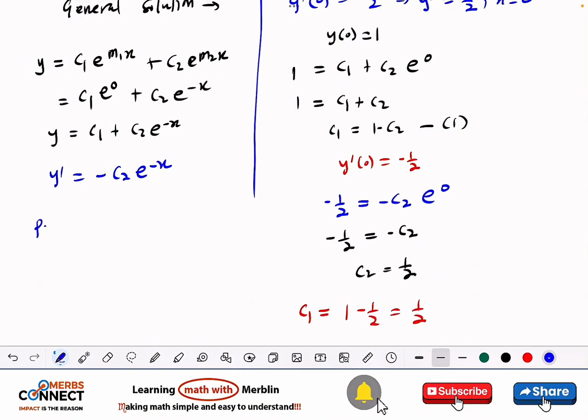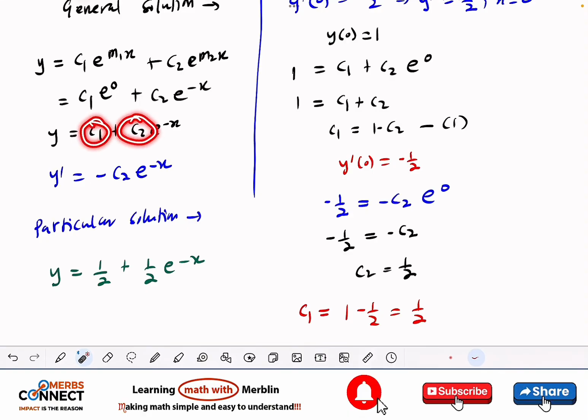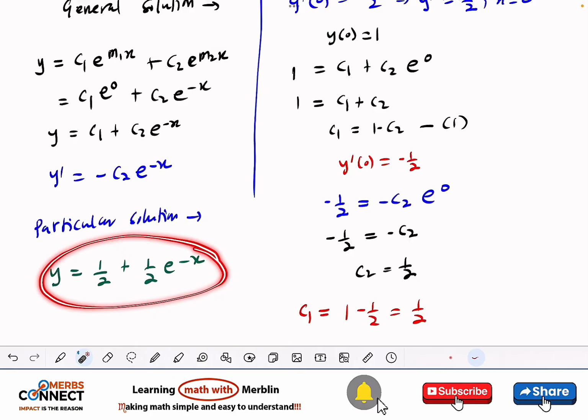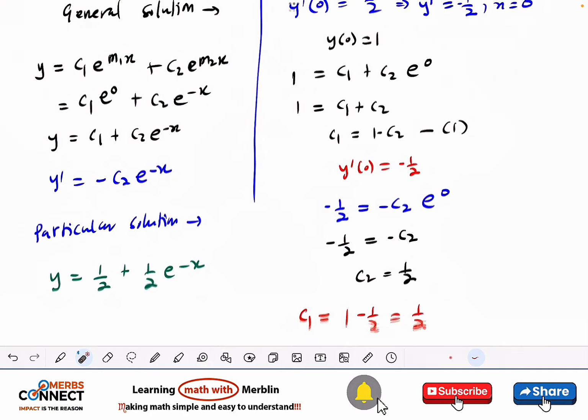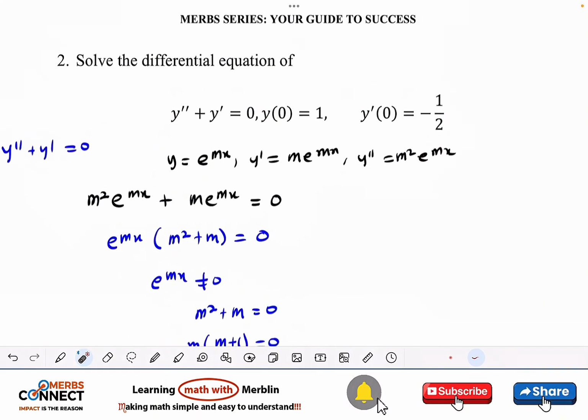So the particular solution is going to be y is equal to, c1 is half. We are writing the particular solution from the general solution. So we have 1 over 2 plus 1 over 2 e to the power minus x. As we said, a particular solution is when we find the constants in the general solution. So this becomes the particular solution. They are very, very simple: the same steps over and over again. It's just the function which changes.